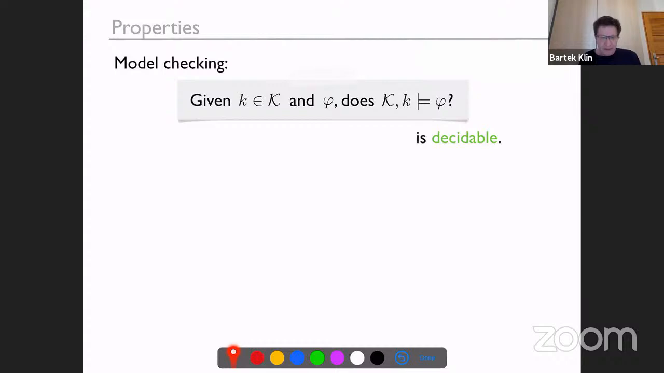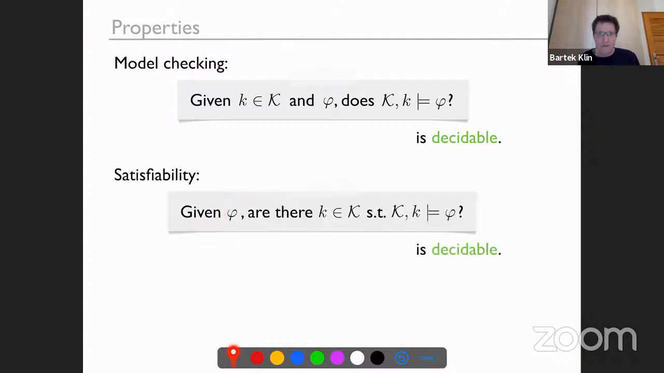Another problem is satisfiability. The satisfiability problem is that the only part of the input is a formula phi, and then we ask, does there exist a model, and formally a state in it, so that the state satisfies the formula? This is also decidable. On the first side, there are two versions of this problem.